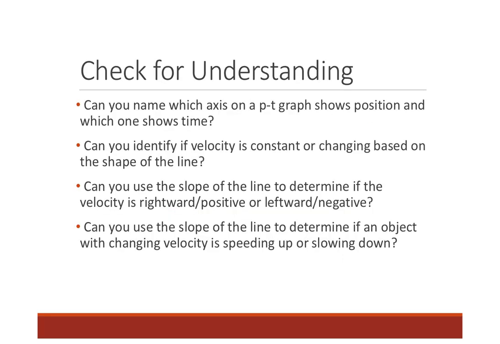So just check your understanding. Can you name which axis on a position time graph is for position or distance, and which one is for time? Can you identify if the velocity is constant or changing based on the shape of the line? Is the line straight? Is the line curved? Can you use the slope of the line to determine if the velocity is rightward or in a positive direction or leftward in a negative direction? And then finally, can you use the slope of the line to determine if an object with changing velocity is speeding up or slowing down?